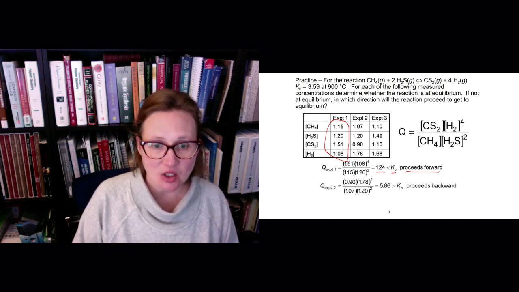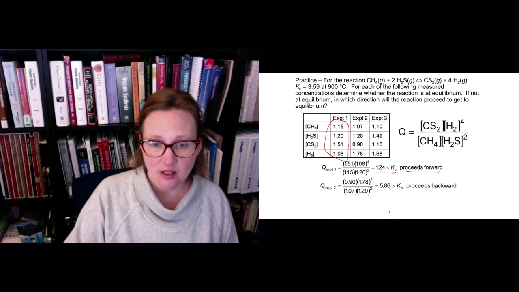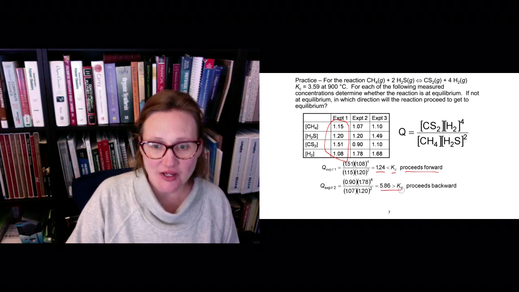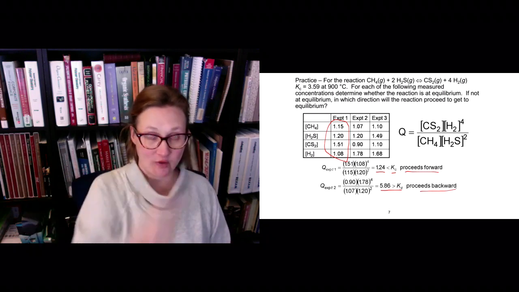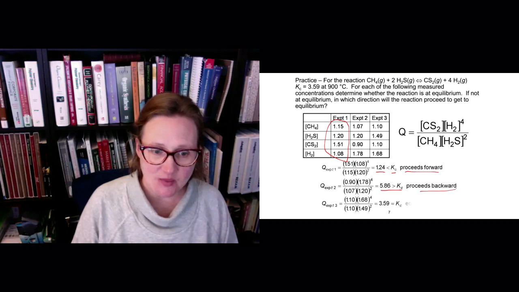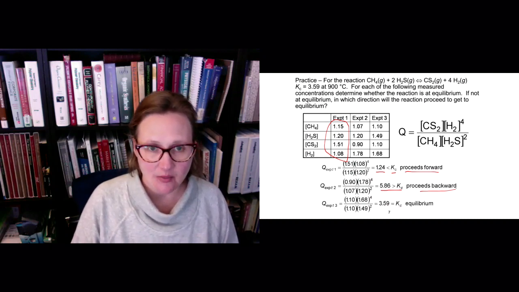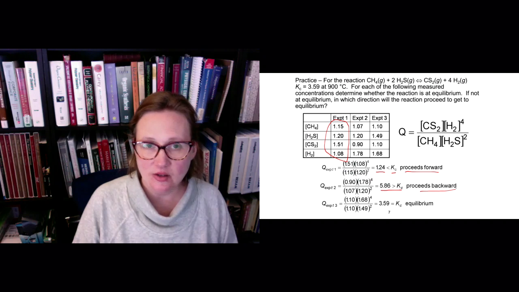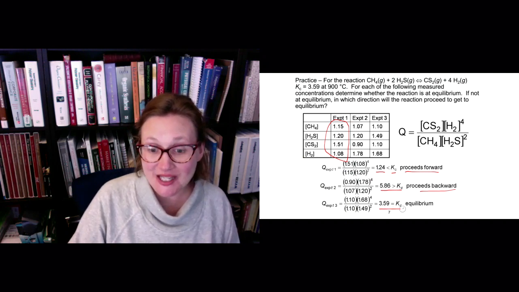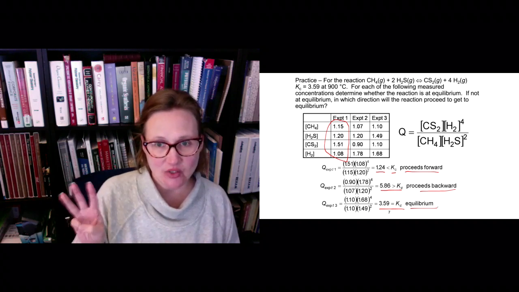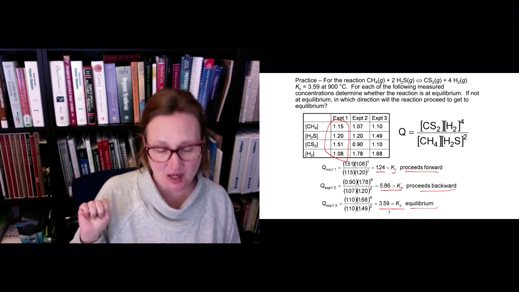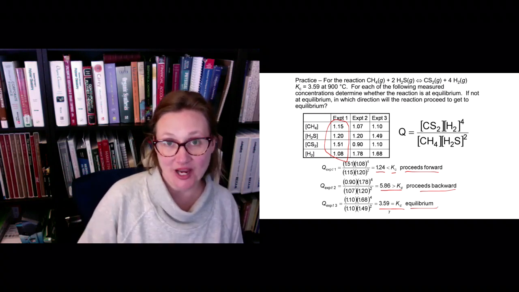All right, let's look at experiment 2. In experiment 2, we come up with 5.86. Q is greater than K, which means we're going to proceed towards the reactants, or in the reverse direction. All right, let's look at experiment 3. We calculate here by adding in those concentrations, we get 3.59. All right, when Q is equal to K, we are at equilibrium. So we have 3 examples here of comparing Q to K to determine where we are in the reaction progress.